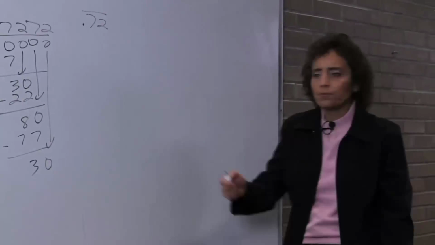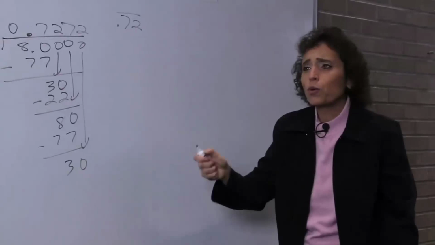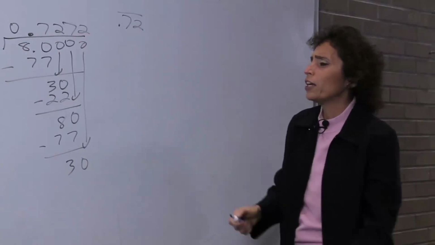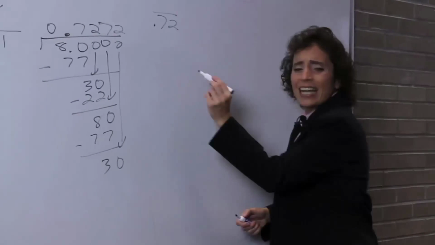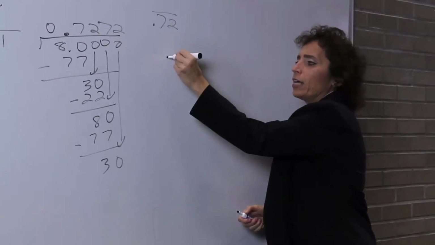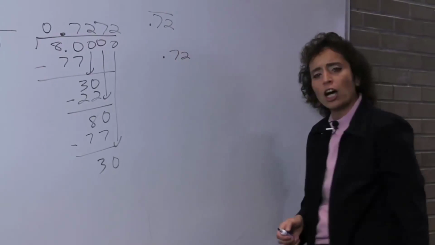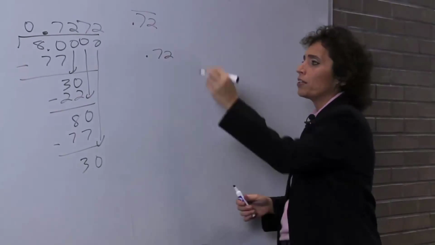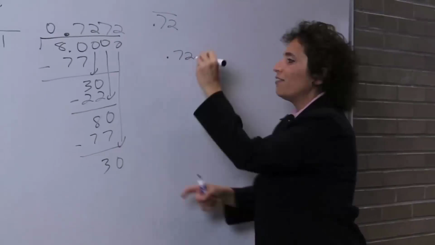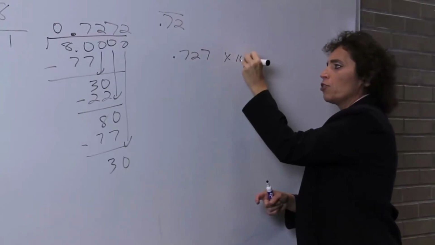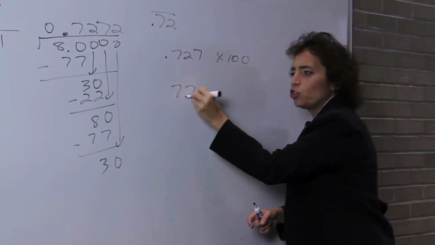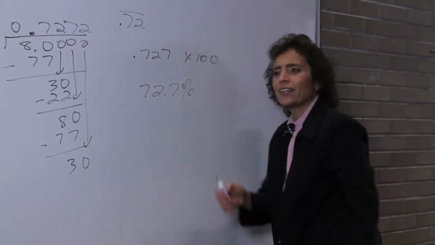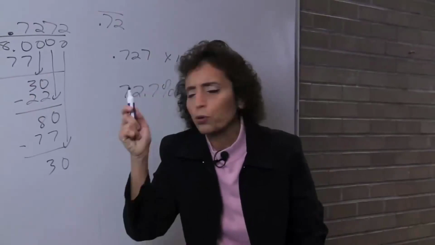Okay, so here's the deal. 0.72 with a bar over it. We want it to the nearest whole percent. So I really want my next number. Here's why. If I take 0.72 and multiply it by 100, that's 72%. I don't have enough digits to round. So I'm going to take my next digit, which is a 7. I'm going to multiply that by 100, and that is 72.7%.